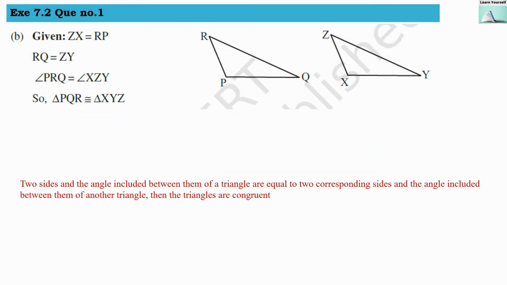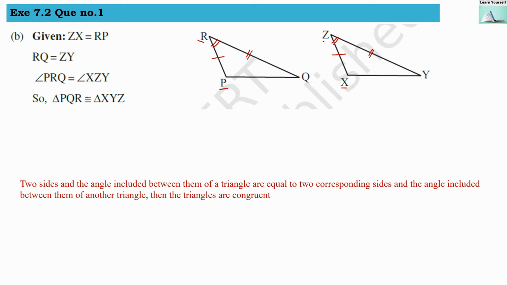Second question. Given ZX equals RP. So let us locate ZX. ZX is equal to RP. RQ is equal to ZY. Angle PRQ, angle P, R and Q, so we are talking about this angle. Angle R is equal to angle XZY, angle X, Z and Y. So we are talking about this angle.